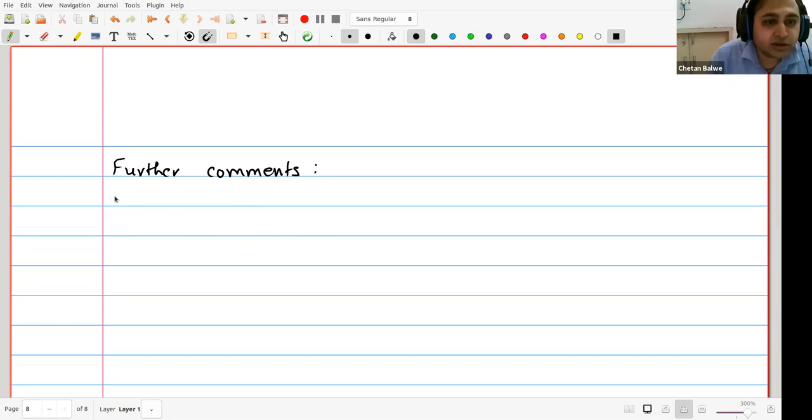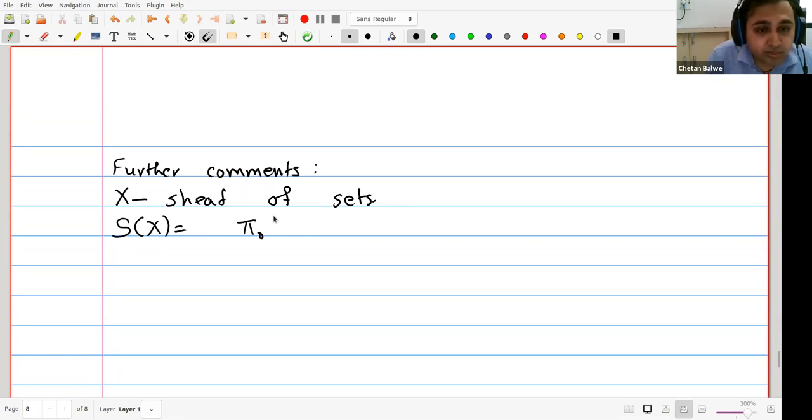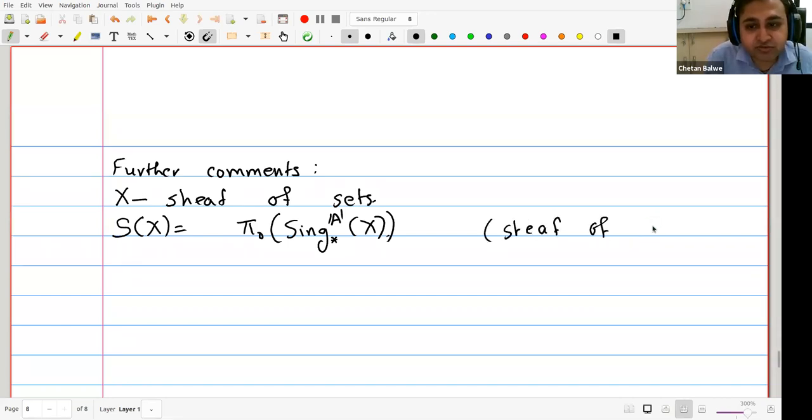Let's say that x is a sheaf of sets. Then what I can do is define an approximation to pi naught A1. I define S of x equal to pi naught of Sing star A1 of x. And what this is doing is, as far as points are concerned, so let's say field valued points, it's looking at which points of X can actually be connected by a chain of A1s. So this is the sheaf of chain connected components.